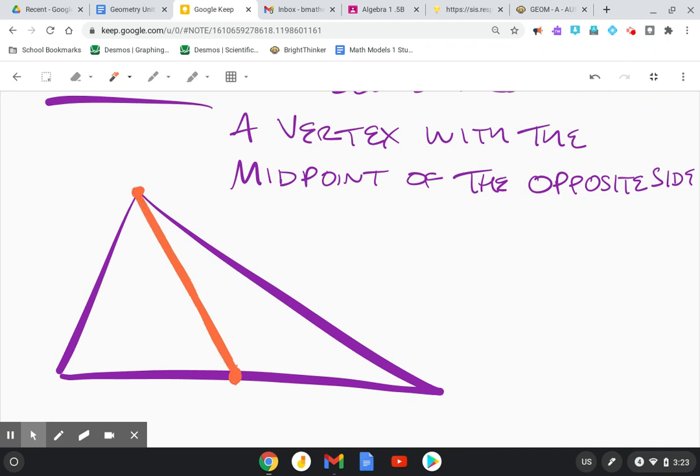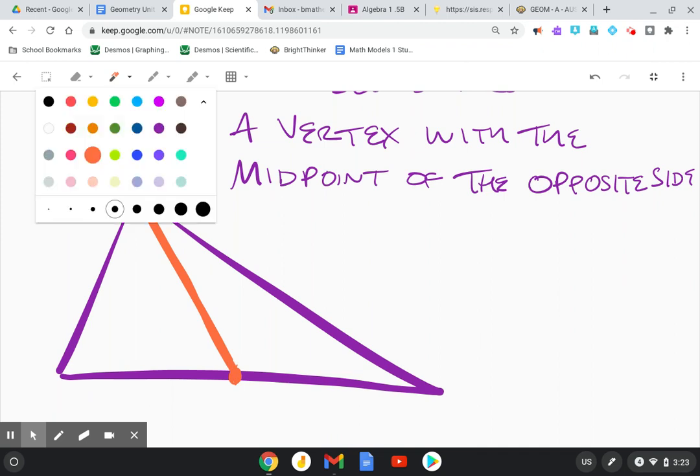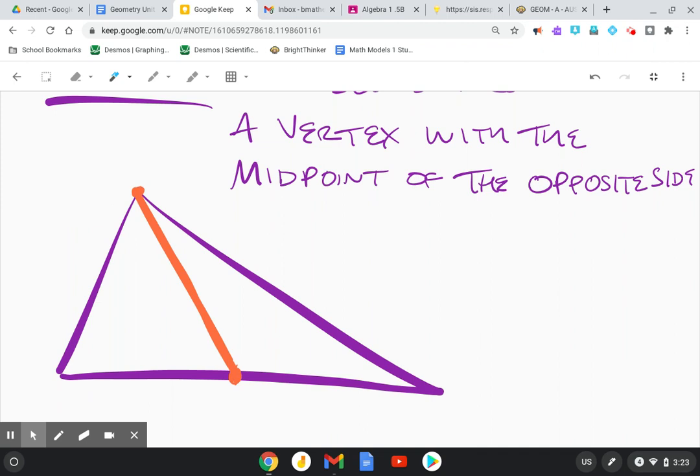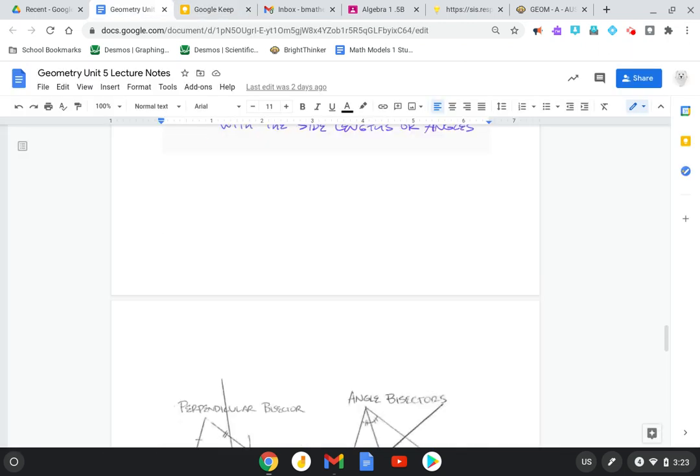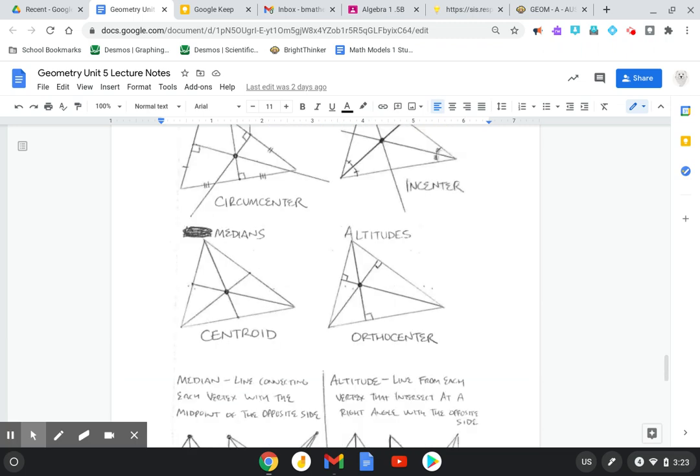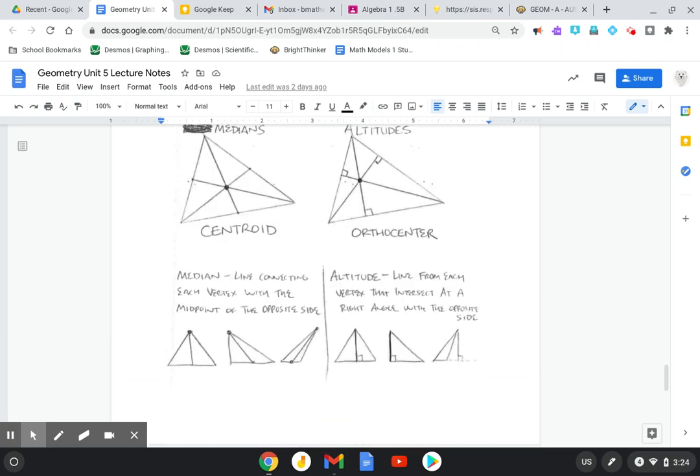Okay, so the median connects the vertex on a triangle to the midpoint of the opposite side. And so that's pretty much it. You know that these two parts of the side are equivalent to each other. That information is also in the notes. If you scroll down in lesson 3, ignore this top part for now. You can see here I've drawn some other examples of what medians look like.